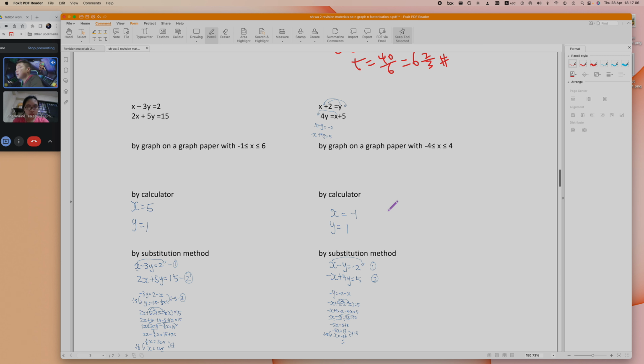So first thing first, by graph on a graph paper. So let me not use the graph first. Later we see this. So we focus on by calculator first. So by calculator, I think this question is super simple.